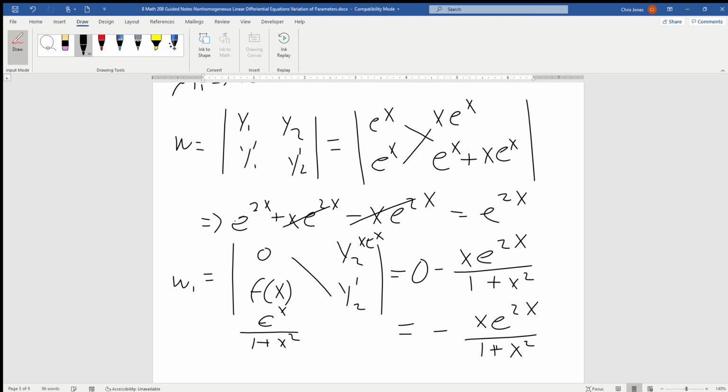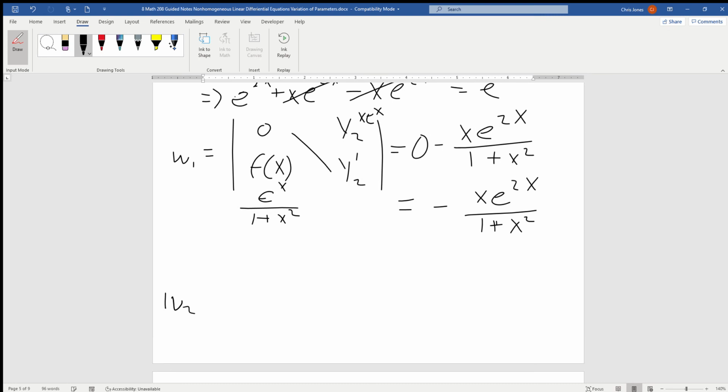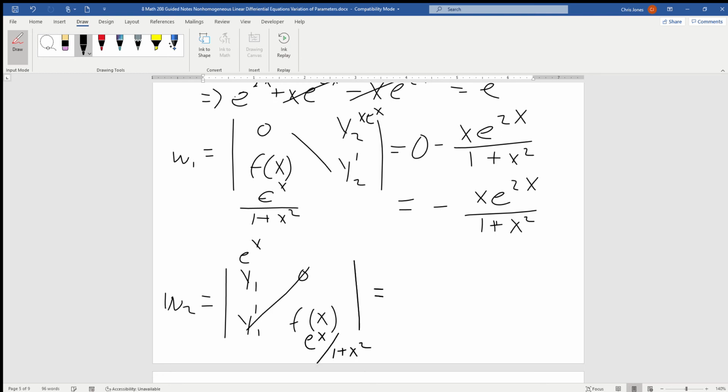And then finally we need w2, which shouldn't be too big of a deal. Remember our formula for w2, y1, y1', 0, f of x. Doesn't even matter what this is. Remember y1 was e^x, and we know f of x is e^x/(1 + x^2). And so we end up with e^(2x)/(1 + x^2) minus 0. All right, so now we can find u1' and u2'.